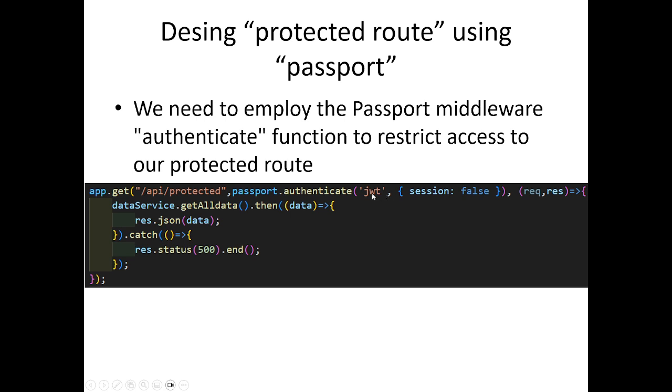And then we are saying, okay, here is the JWT. You can have a session, you may not have a session, and then you can get access to every piece of data and display it. You see, it's a better process, since we employ the Passport middleware authenticate function to restrict access to our protected route.